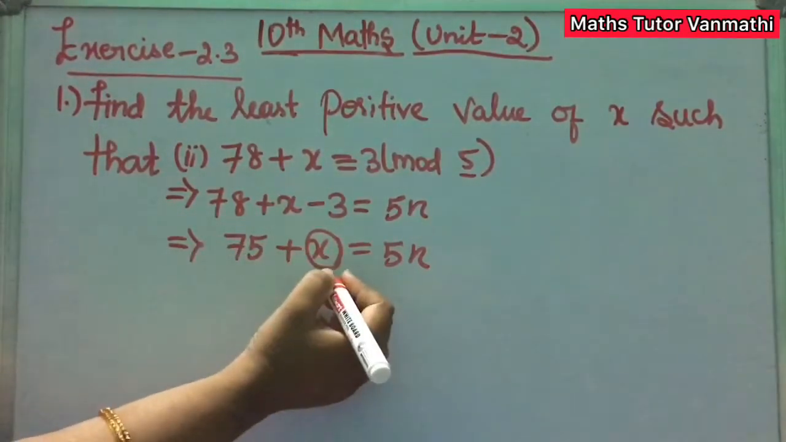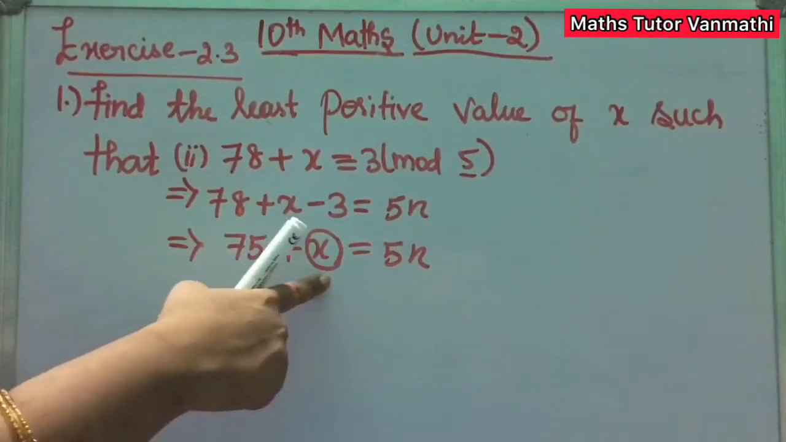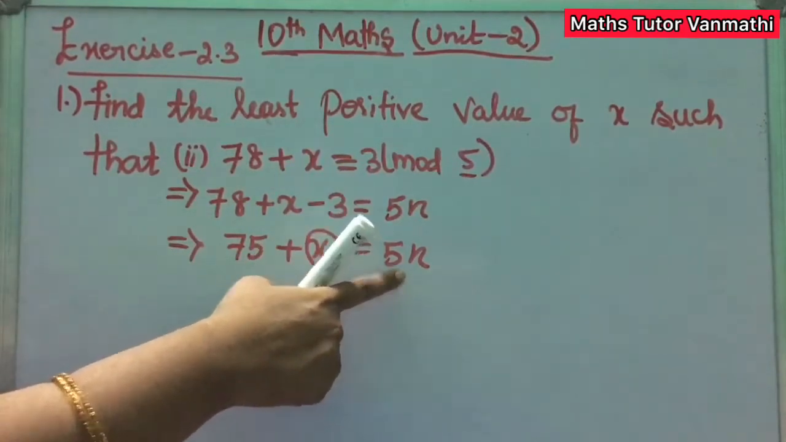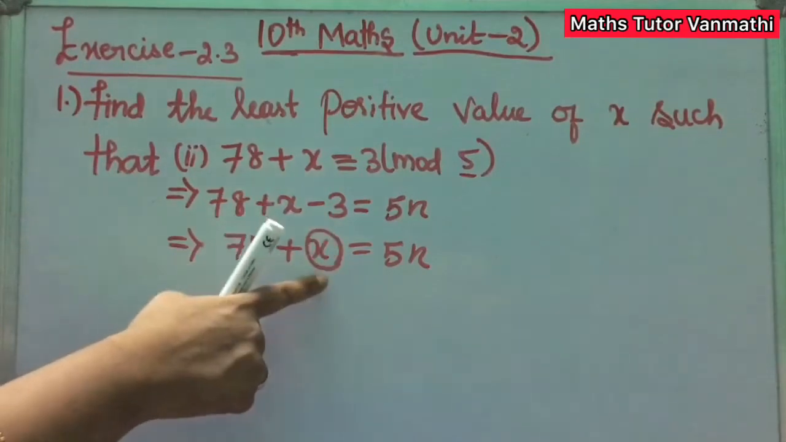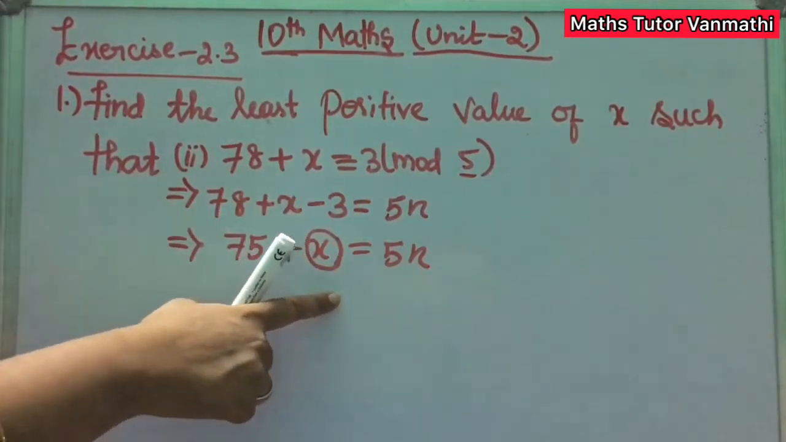If you add 1, it will become 76. It is not a multiple of 5. And 2, 77 will come. It is also not a multiple of 5. 3, 78, it is also not a multiple of 5. And 4, when you are adding, 79 will come. This is also not a multiple of 5.